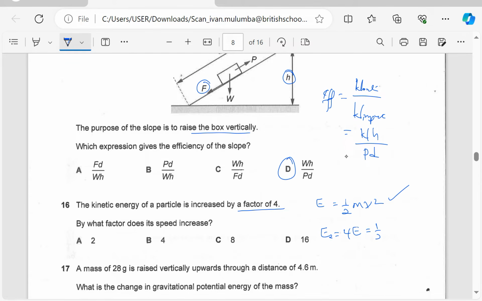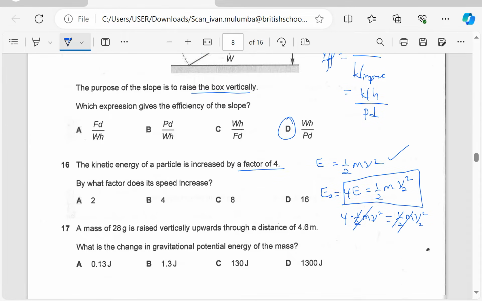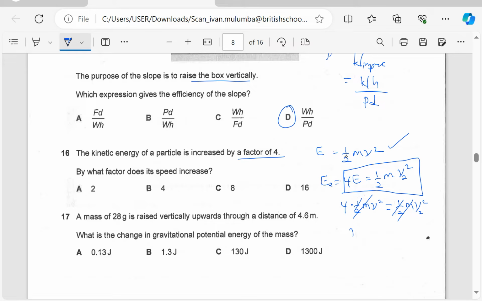But this is going to be a half. The mass has not changed, but the speed is changing. So I'll call the speed v2, but it is squared. So I have to combine these two equations. So 4E is equal to a half m v2 squared. But remember, E is a half m v squared, so I'll say 4 times a half m v squared should be equal to a half m v2 squared. So a half m has cancelled. So I have that v2 squared is the same as 4v squared.